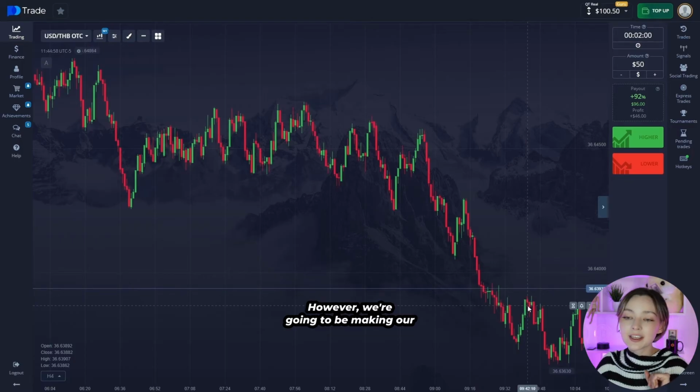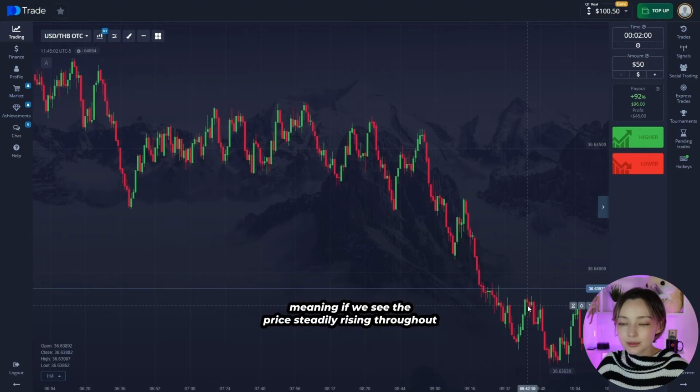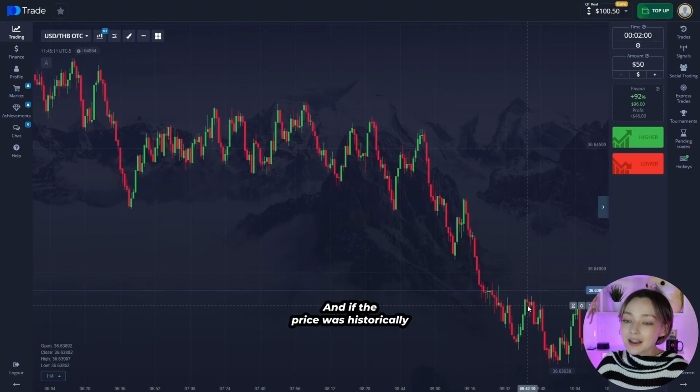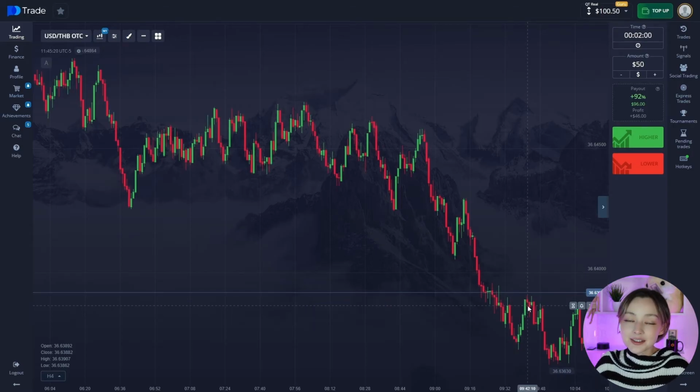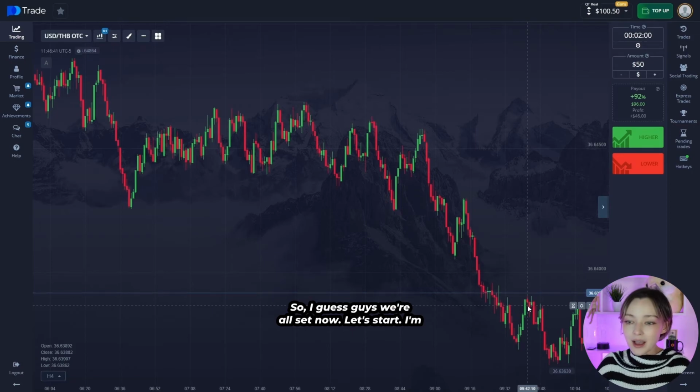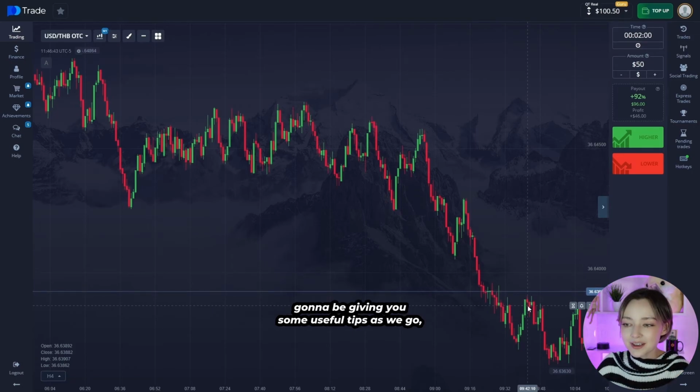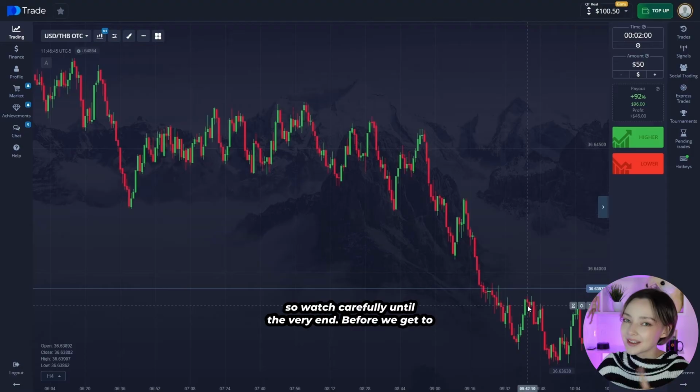However, we're going to be making our deals according to the general motion, meaning if we see the price is steadily rising throughout history, we will only consider upward trades whenever we see the pattern, obviously. And if the price was historically falling, we would only consider downward trades as soon as we find the pattern we need, obviously. So I guess, guys, we're all set now. Let's start. I'm gonna be giving you some useful tips as we go, so watch carefully until the very end.